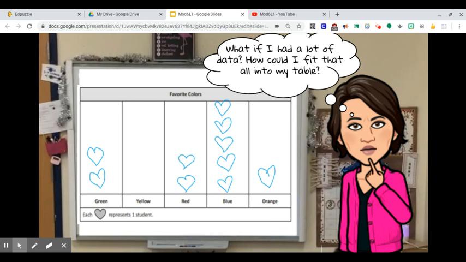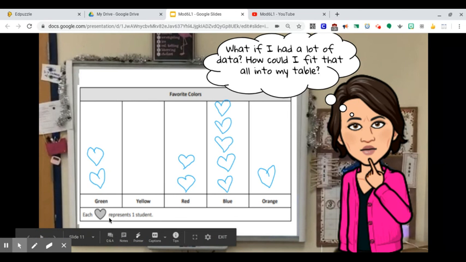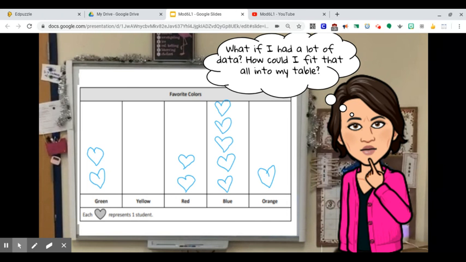Well, remember when I talked to you about the key telling us that 1 heart equals 1 student? It doesn't always have to be 1 heart per 1 student, or 1 square, or 1 star, or whatever the key is being used in the chart. I can make that represent as many students as I want because we know how to multiply.